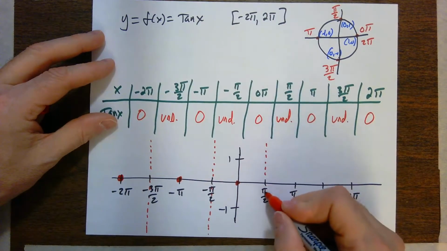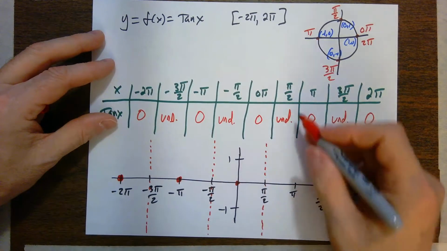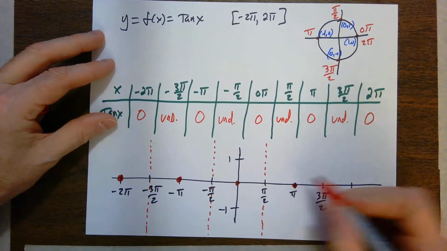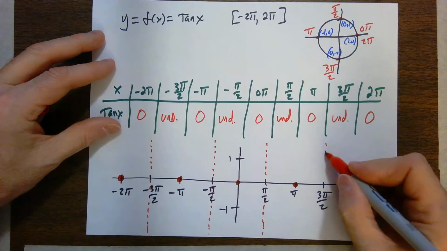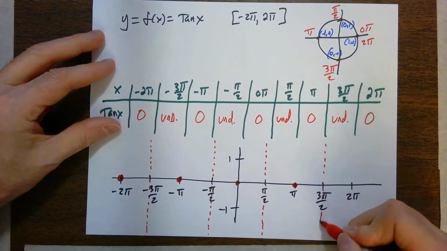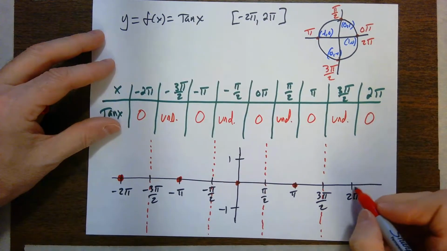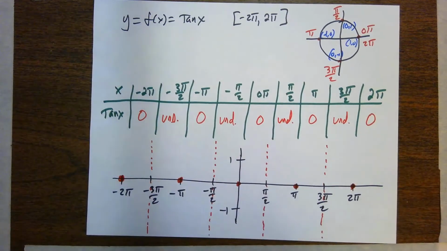Again, I'm going to show that with an asymptote. It doesn't exist there. At pi, it's 0. 3 pi over 2, undefined. I'm going to show that again with an asymptote. And at 2 pi, it's 0.